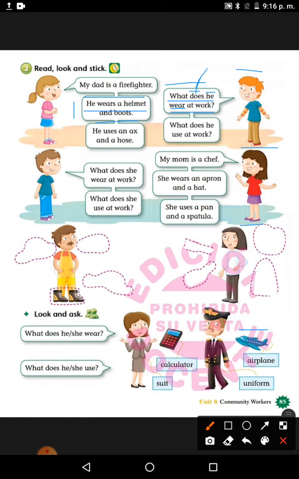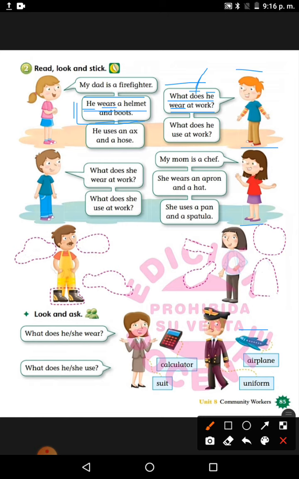So for that reason we must add a letter S at the end of the verb, okay? Wears, because the sentence is in present simple and we are using a third person singular as a subject, he, okay?